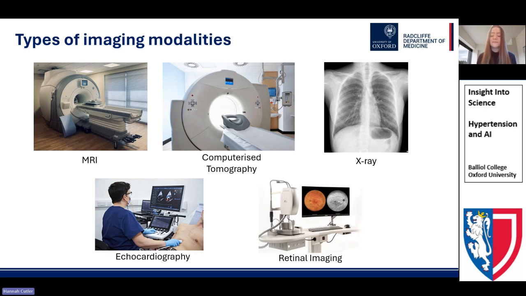And another one is microvascular imaging. So we can take pictures of the ears and the eyes, and we can look at the different blood vessels within the ears and the eyes to see how they are functioning and look at the structure of them as well.